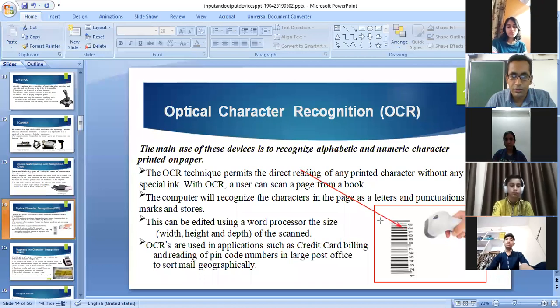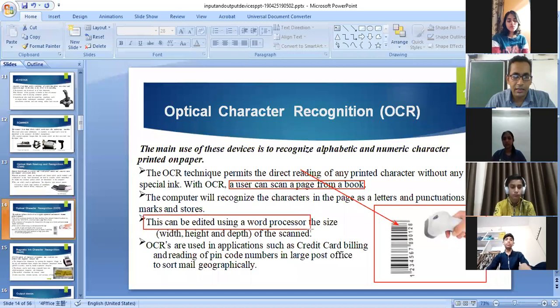So a user can scan a page from the book, the OCR. And finally, this can be edited in the word processor. This also you might have seen in the various grocery stores and all.